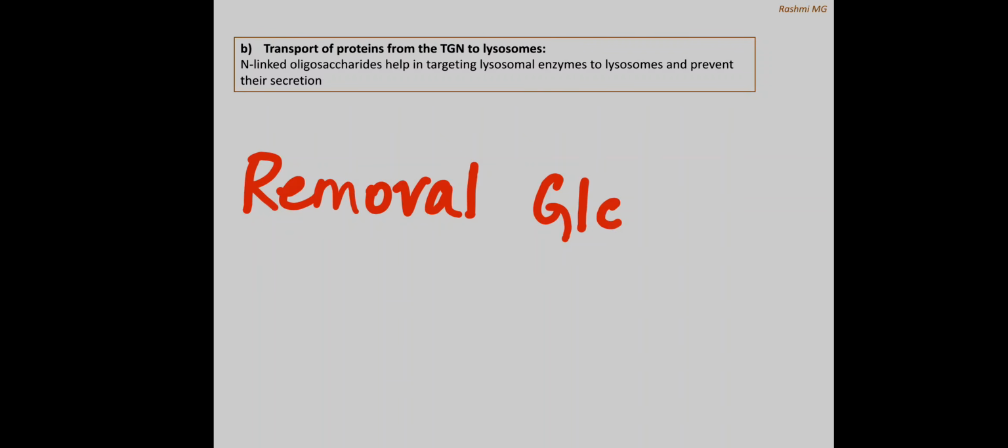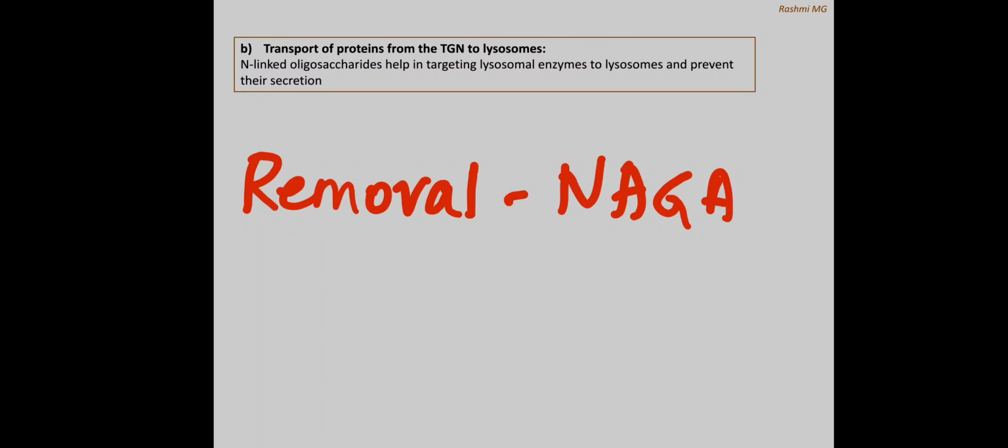After this there is removal of N-acetylglucosamine, I'll write it like this: removal of N-acetylglucosamine. And after that there are M6P receptors. Where are these present? They are found in the trans-Golgi network.